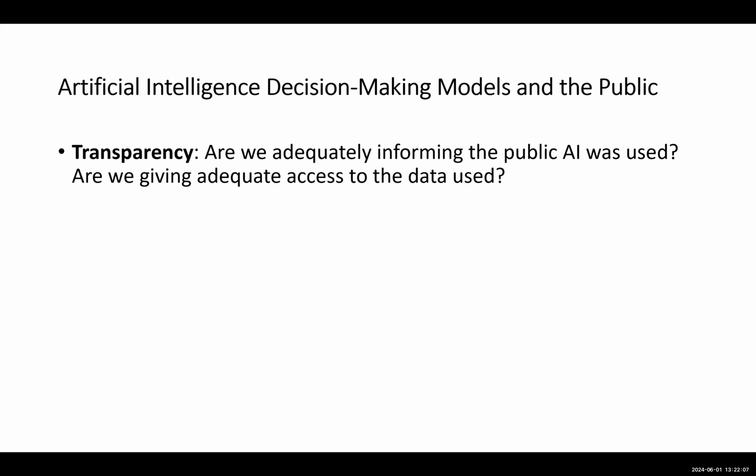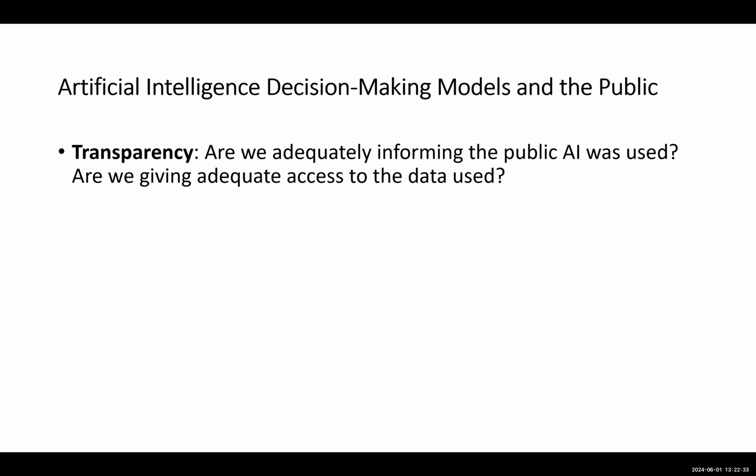So we want to make sure that we're adequately informing the public of when AI is being used and that we're giving adequate access to the data that's being used. This is all a part of being transparent. And I think it's maybe one of the weakest aspects of our current technology and the way it's being developed.